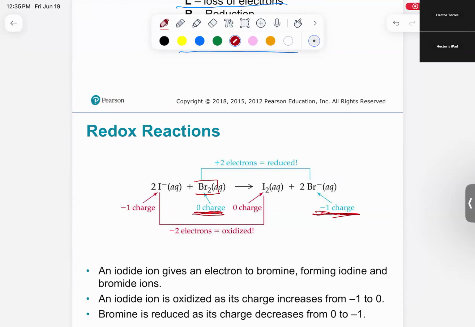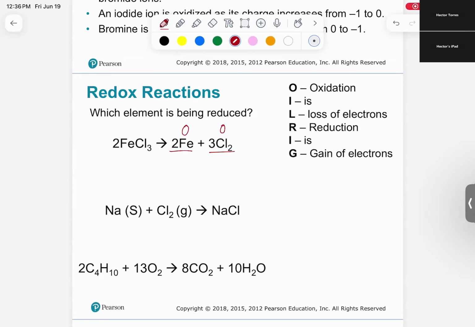On this first one, I'm going to assign the easy ones first. So 0 and 0, because the Cl is bound to itself, so they have a 0 charge. Now let's go back over here. Cl is a halogen, it has a high priority. It's always going to be -1. And there's 3 of them, so we need to balance out that charge. So Fe has to be +3 to balance out the negative charges. Now let's write them each separately.